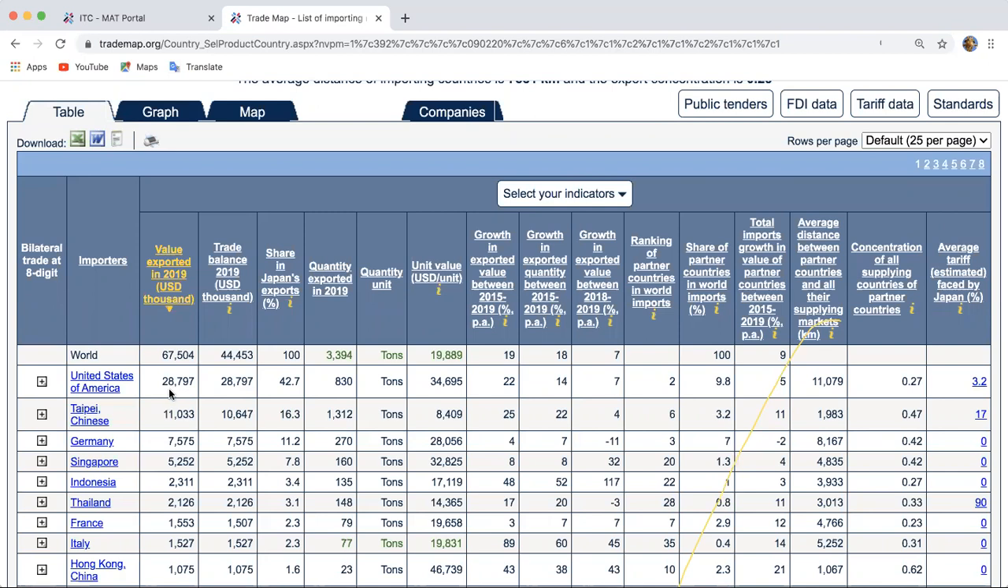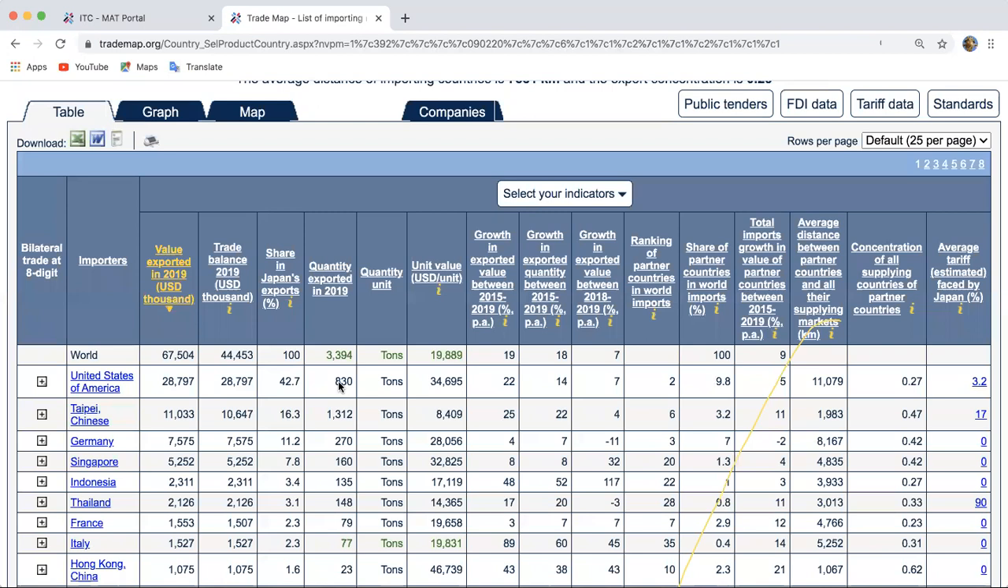But when we look at the value actually exported from Japan, we see that the US has most of the shares of Japanese green tea. And here you see a new column, share in Japan's exports, and we can see that the US holds 42.7% of Japanese green tea exports. Chinese Taipei has 16.3, Germany 11.2, etc. So we can see that this is quite a concentrated market.